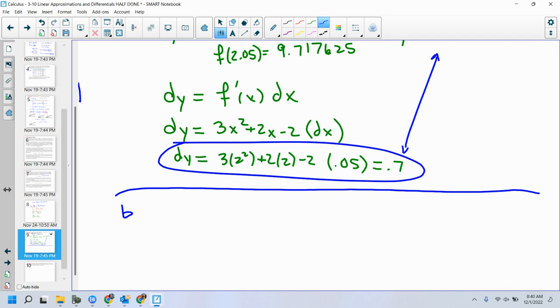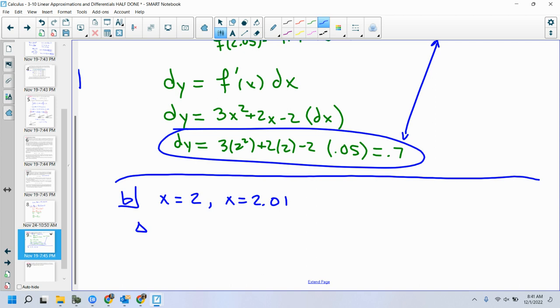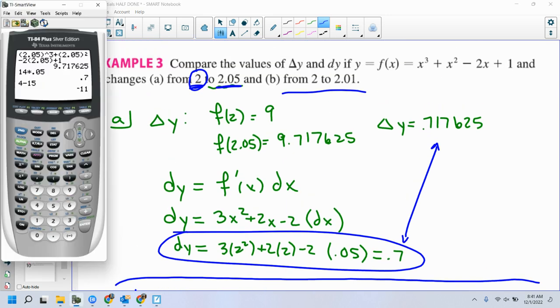Again, I am finding the x values of 2 and 2.01. Do I need to recalculate much? Well, when I'm finding the delta y, it is f of 2, which we know was 9, and f of 2.01. I just have to run that number. Let's plug that in. It's going to be something really close to 9, right?